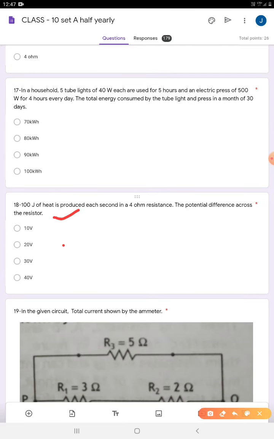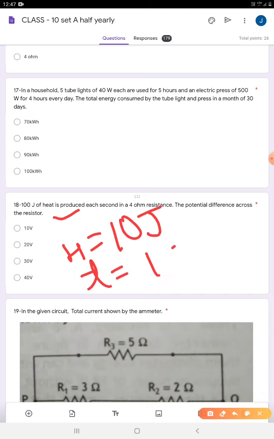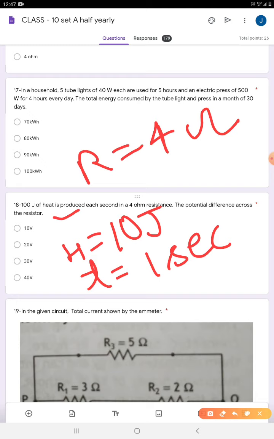100 joule of heat is produced. Okay, so in this question we have heat 100 joule each second. It means that we have time 1 second in 4 ohm resistance. Okay, it means R equal to 4 ohm. The potential difference across the resistor we have to find out.